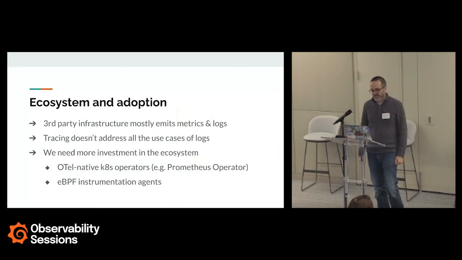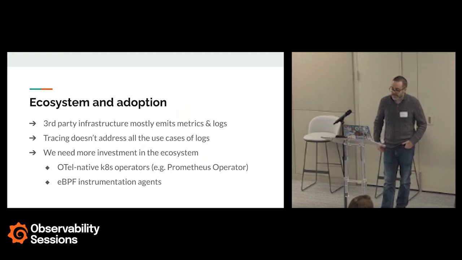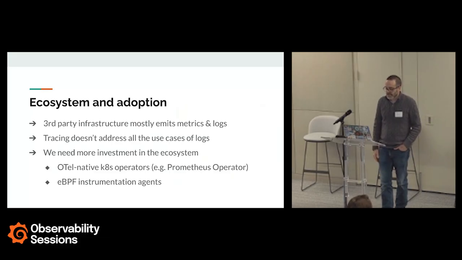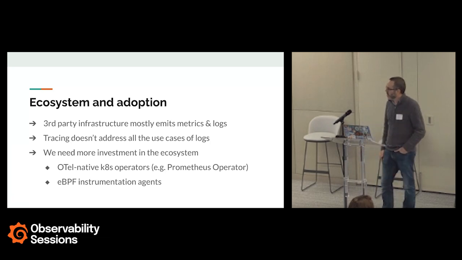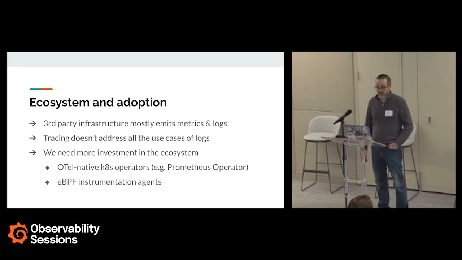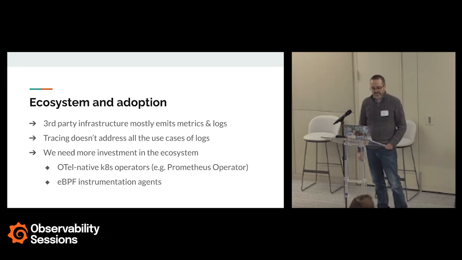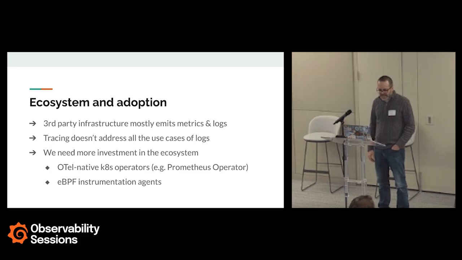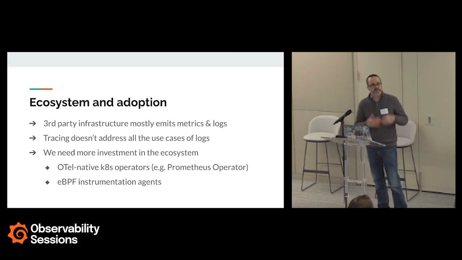So finally, there's the reality of the state of the ecosystem today. The third-party infrastructure, like all these Kubernetes components that mostly emit logs and metrics today, is changing gradually. There are some new OTel-enabled things happening, especially in the Kubernetes world. Also, tracing doesn't address all the use cases you can handle with logs, like crash dumps. Overall, I think the ecosystem is ripe for a bunch of new innovation that can solve all kinds of usability problems.